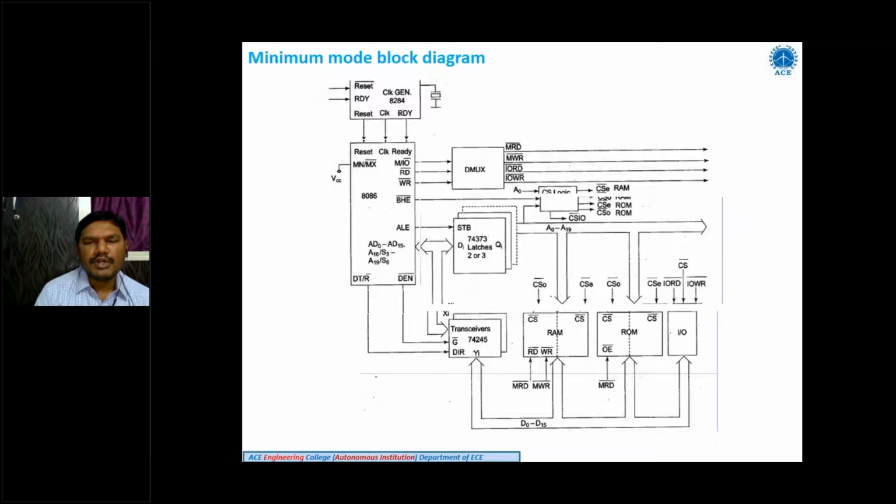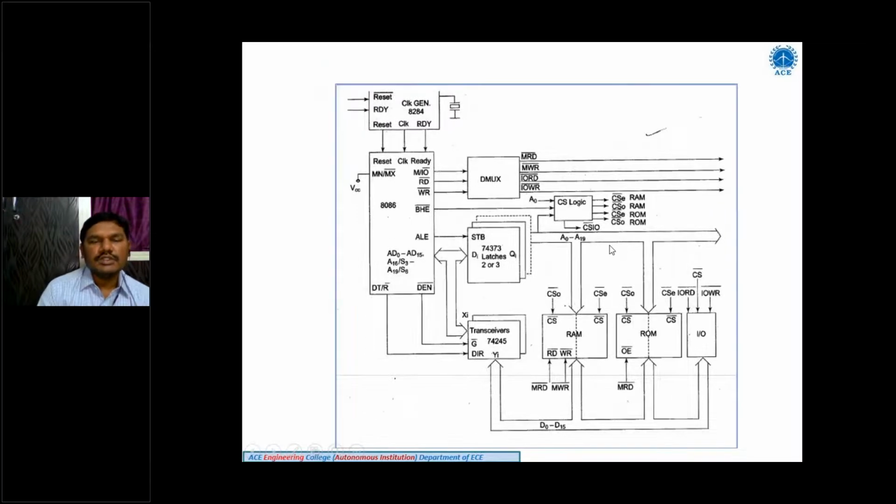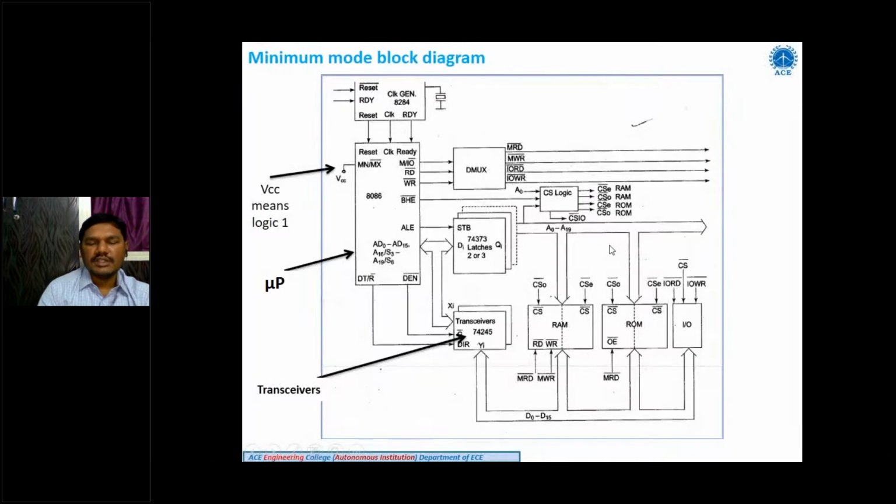So this is very important. CS stands for chip select, to select any one of these memories or IO devices. So this is the diagram, and here you can see the transceiver, and this is the microprocessor, and here VCC. Why is it connected to VCC or ground? If it is 1, it is minimum mode; if it is 0, maximum mode. So I am explaining minimum mode, that's why it is connected to logic 1 now.